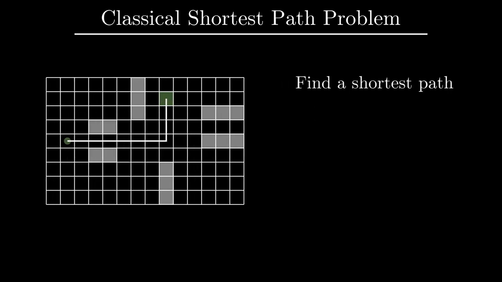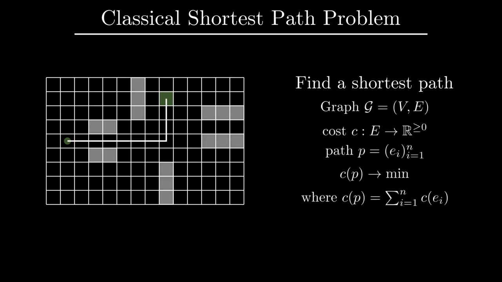More abstractly, we can formulate it as follows. Given a graph G with two distinguished vertices, called the root and the goal, and a cost function C, which assigns a non-negative real to each edge, we need to find a path from the root to the goal that has the smallest cost, where the cost of a path is defined to be the sum of the costs of its edges. The shortest path problem is a classical object of study in motion planning, and a variety of effective algorithms exist to solve it.